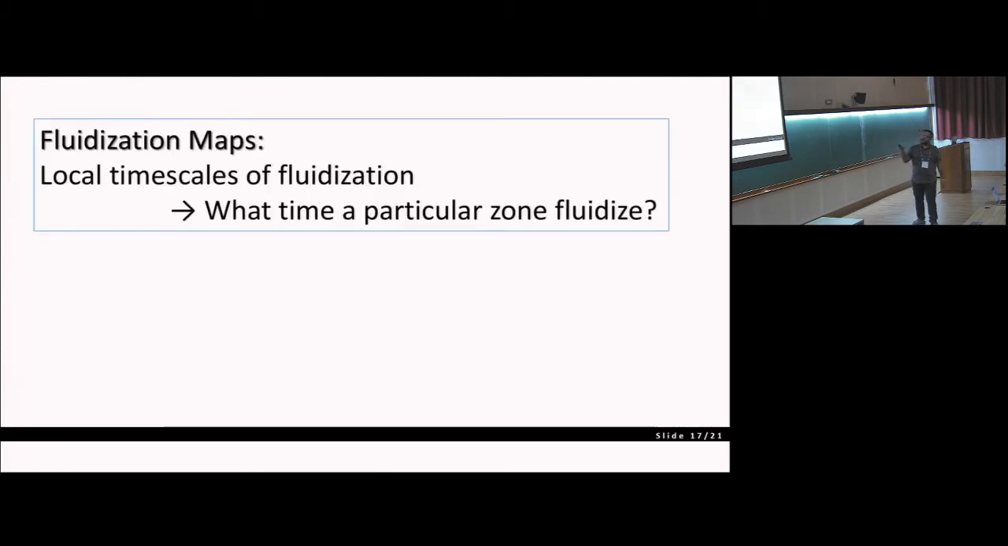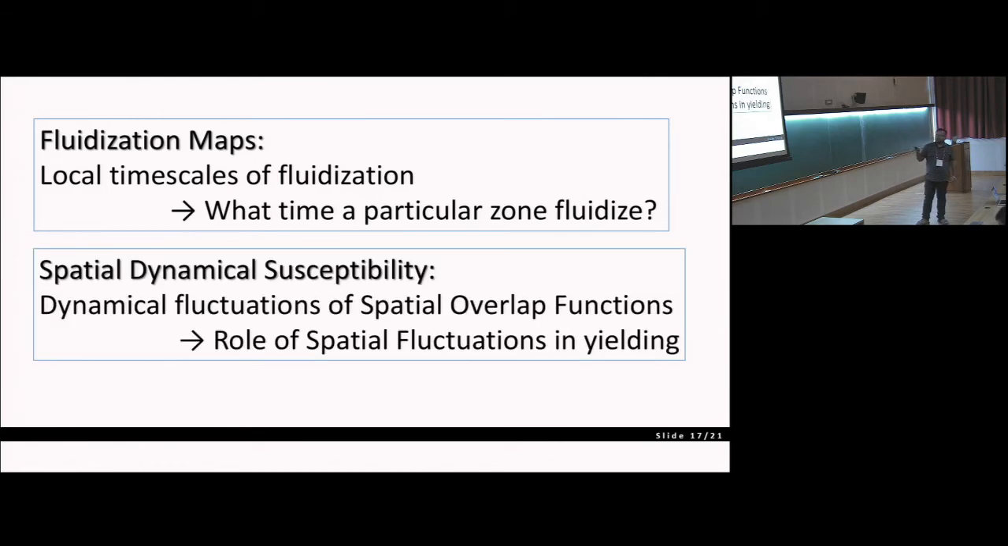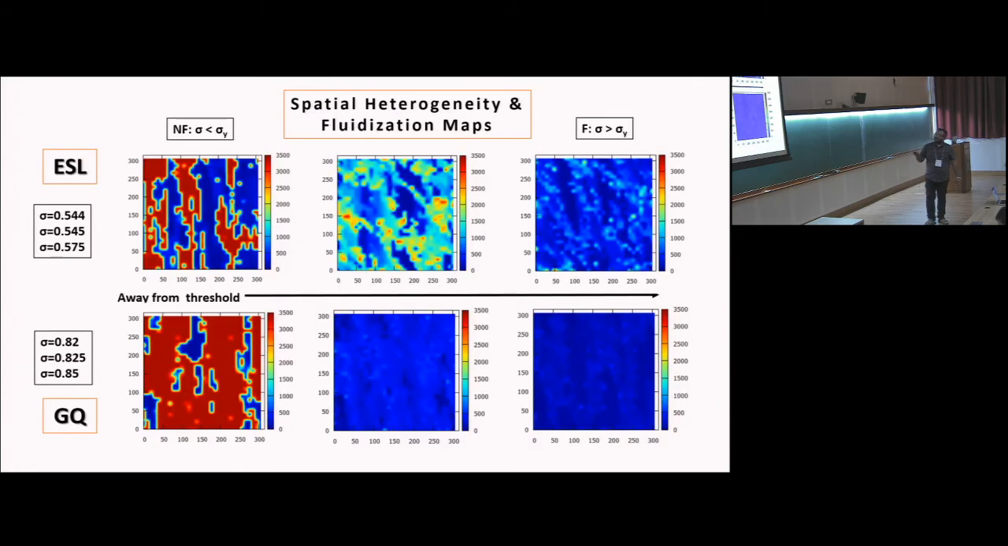Now what we try to understand from these maps is the fluidization, so we compute the fluidization maps. From there we try to understand how a particular zone gets fluidized, and also the spatial variance of these maps. These are the fluidization maps. They show the spatial heterogeneity in this yielding process. The maps show the local time scale associated with the fluidization, so at what time a particular zone gets fluidized.